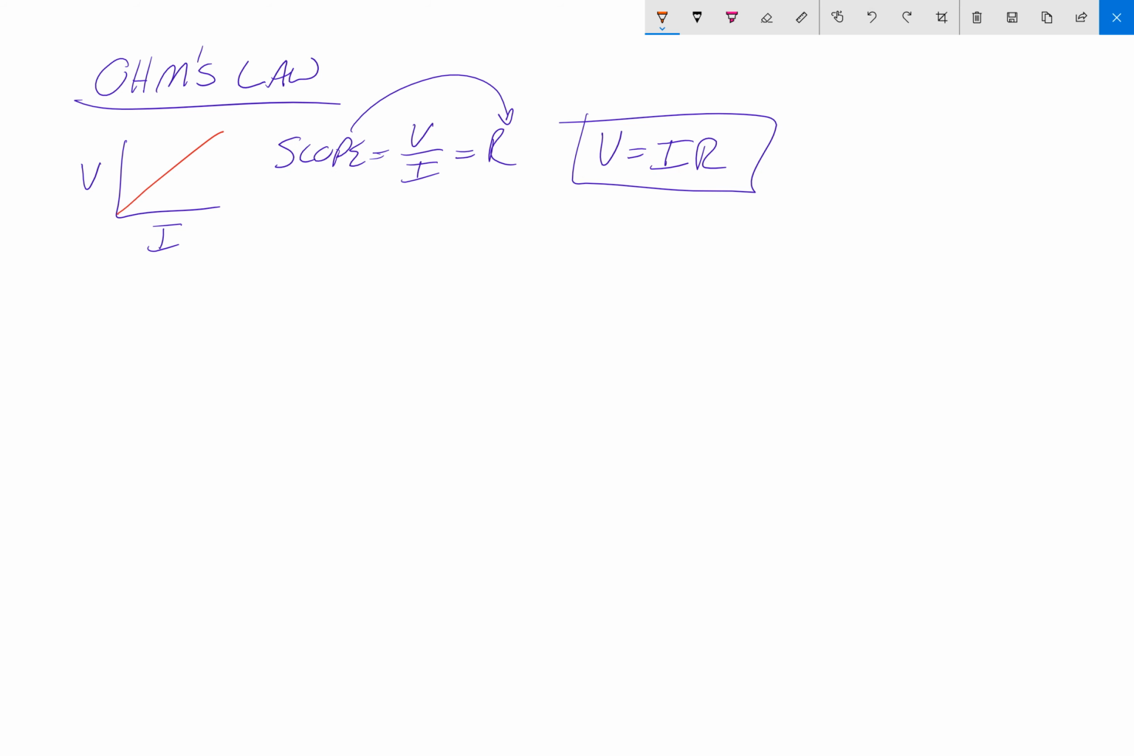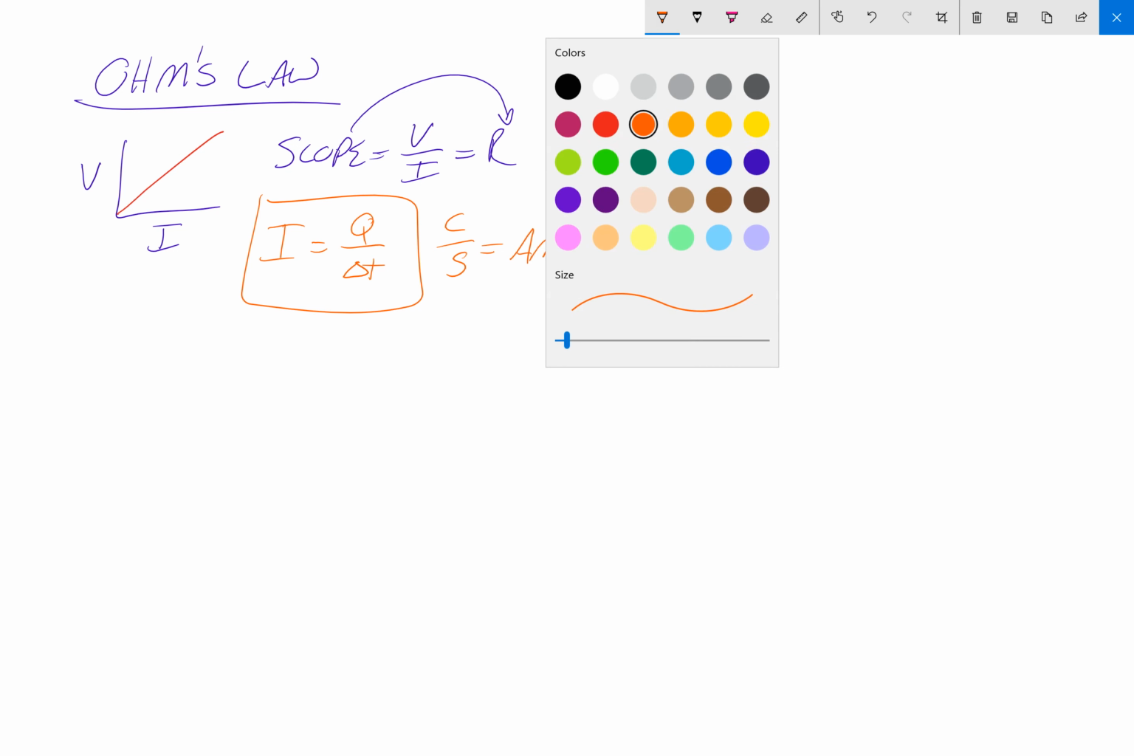Now we do have to define one other thing, and that's current, which is charge per unit time, or coulomb per second. That's what it's measured in. A coulomb per second is equal to an amp. So those are two new basic equations, and we have to derive a few more, but that is the definition of current and Ohm's law. So let's get to deriving, shall we?